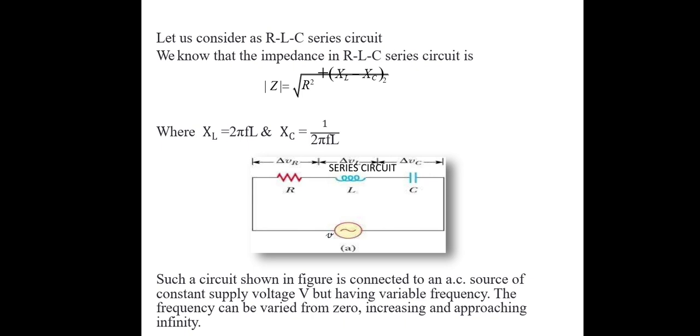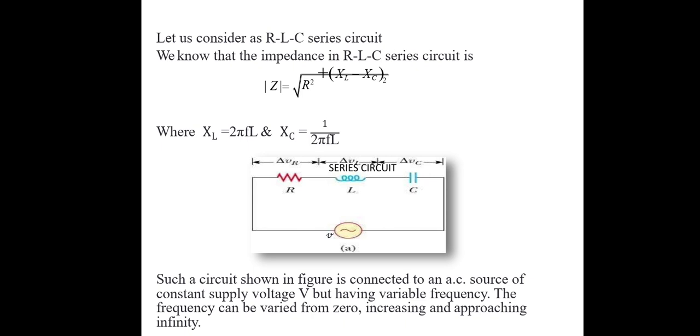We know that XL equals 2 pi FL and XC equals 1 by 2 pi FC. Such a circuit, shown in the figure, is connected to an AC source of constant voltage supply but with variable frequency. The frequency can be varied from 0, increasing and approaching infinity. That is the frequency variation.